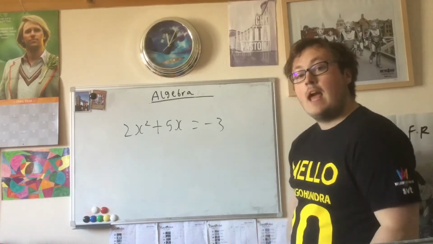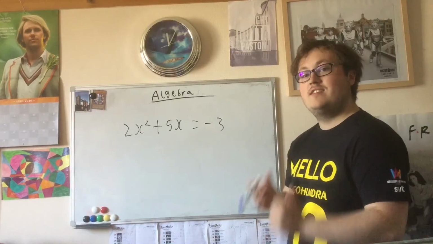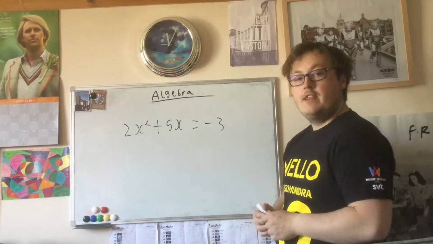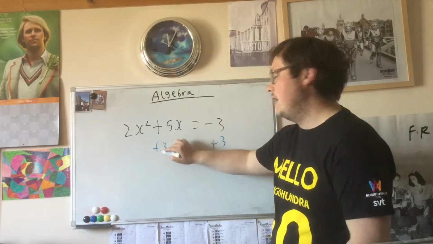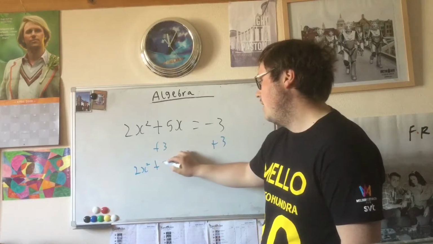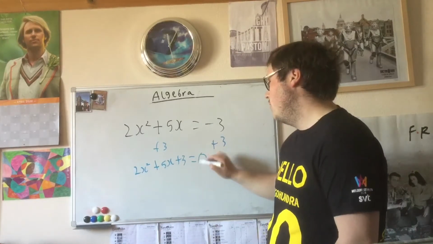Now the first thing we have to do is move everything so it's on one side and there's 0 on the other side of the equation. So, for this we're going to be adding 3 on both sides. So that becomes 2x squared plus 5x plus 3 all equaling 0.